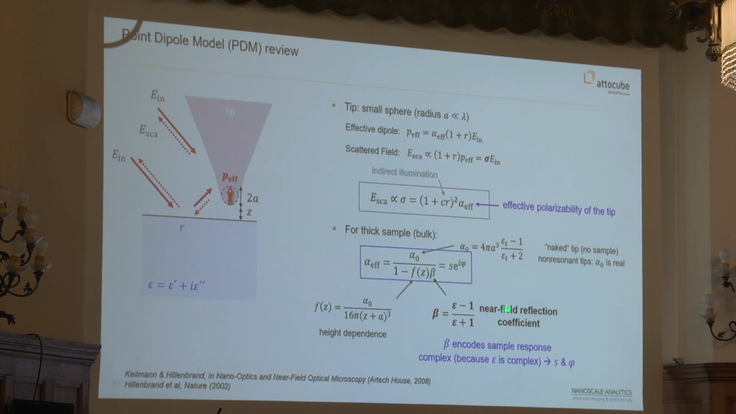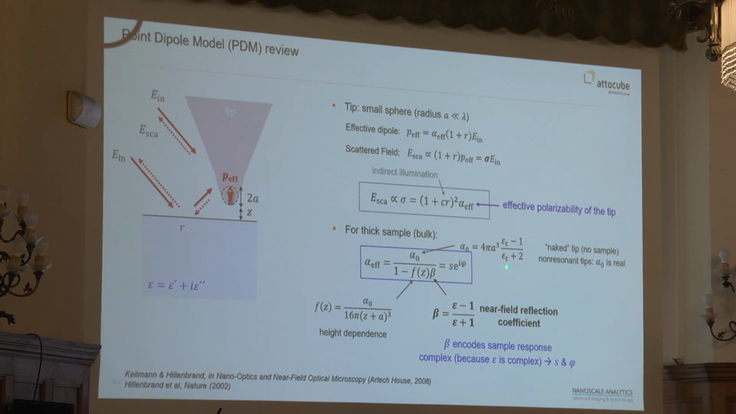This factor is a near-field analog of the far-field Fresnel reflection coefficients, but for evanescent waves. Evanescent waves are the ones in charge of the near-field interaction; they emanate from the tip and probe the sample. So this beta is related to the dielectric function. Real and imaginary parts mean that this one is also complex valued, so it has a real and imaginary part.